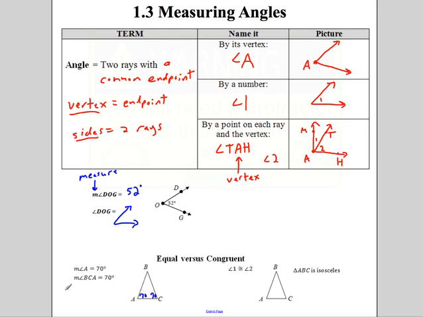So what am I saying? I'm saying that the measure of angle A is really equal to the measure of angle BCA. Why? Because 70 equals 70. So the equal sign works, or we can use our congruent sign. Remember, there's our congruent sign, the equal sign with a little wavy line on top.